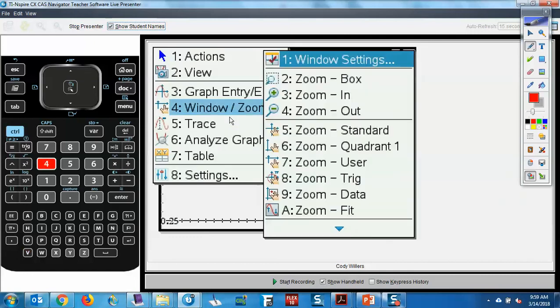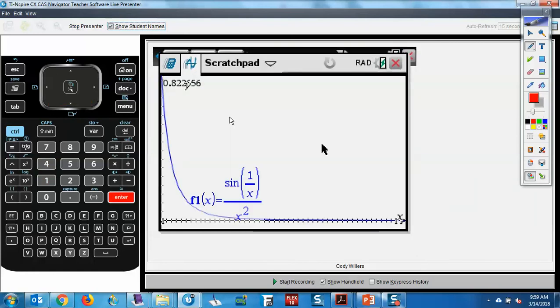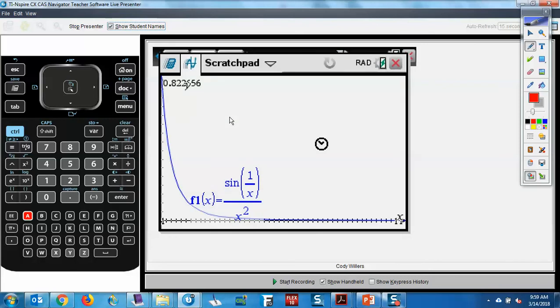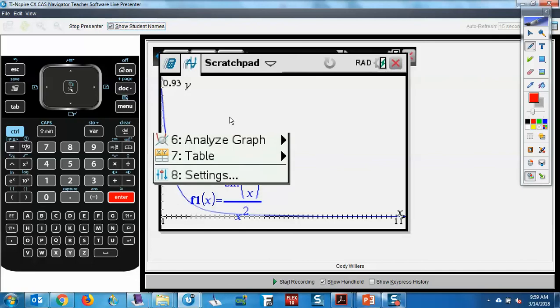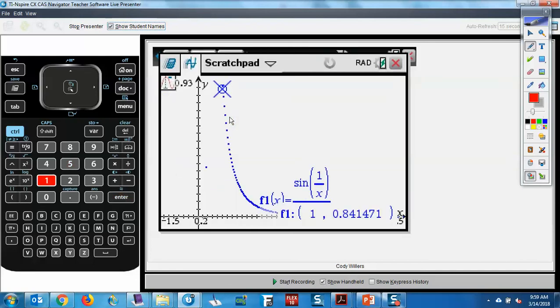Okay, we're pretty close there, but we got to change our window just a little bit. Okay, zoom fit it. Now see, this is very much like the one we were just doing, right? So go ahead and trace it at 1, because that's clearly where the max is. Okay, so we're going to go 0.842.